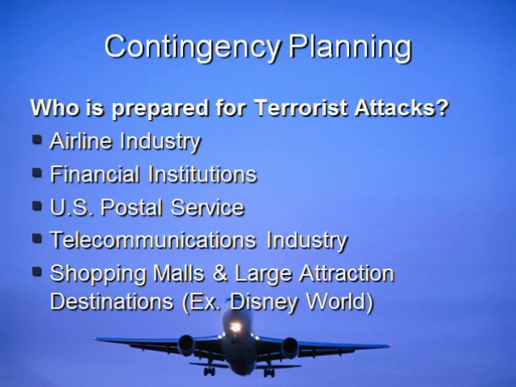Can you give me examples of contingency plans industries put into place after the 9/11 terrorist attacks? What kinds of things are the airline industries doing now? Financial institutions, the U.S. Postal Service, did they implement contingency plans after the anthrax scares? How about the telecommunications industry? How about shopping malls and large attractions like Disney World and Disneyland?